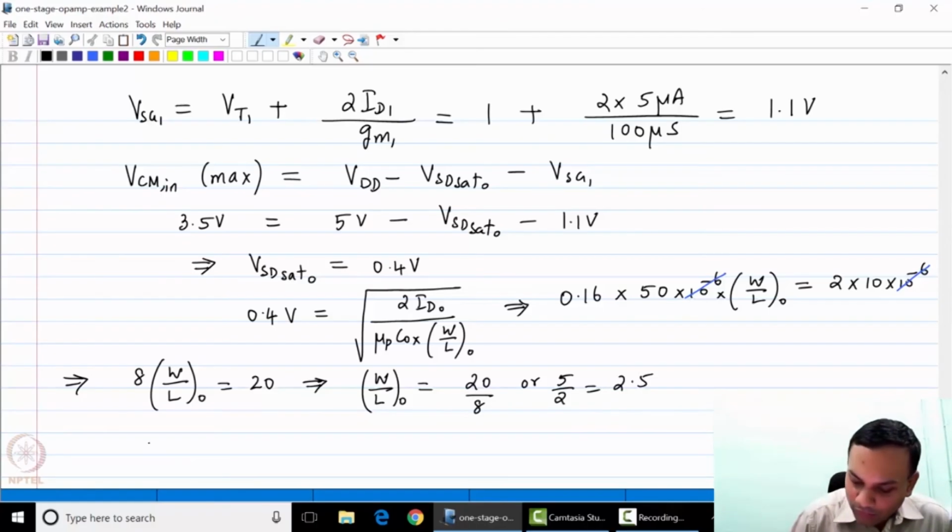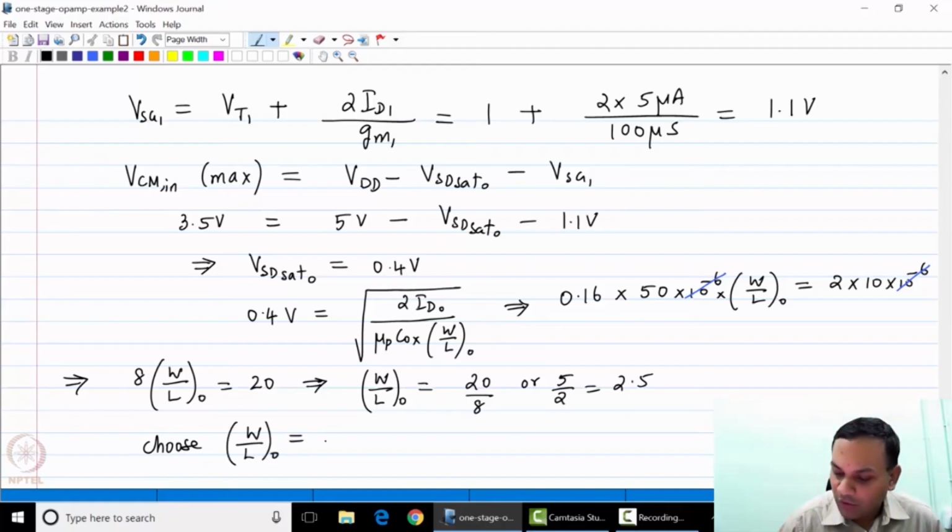So therefore we choose W over L of 0. We know that the easiest choice is to choose a 0.5 micron length for M0, because as of now there is no CMRR spec, and the size of the width is now simply 2.5 times 0.5, which is 1.25 micrometers.